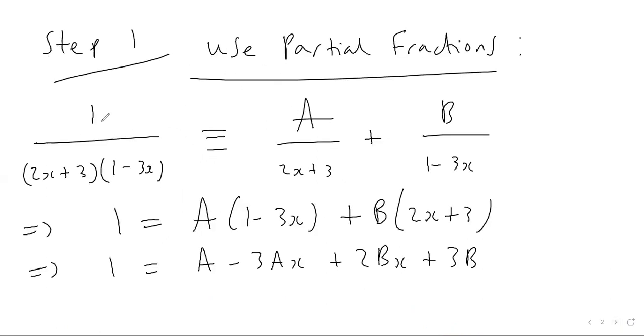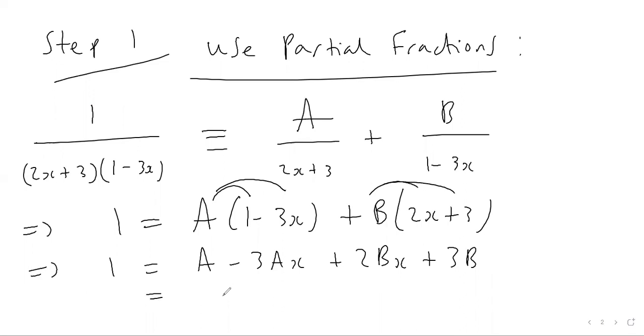So we're going to use partial fractions to break this up. We know from our partial fractions knowledge, as we looked at in previous videos, that if you've got 1 over the product of two linear factors, you can write it as a constant over one linear factor plus another constant over the other linear factor. If we multiply both sides of this equation by that denominator, we get 1 equals this expression here. And if we expand the brackets, we would get a minus 3ax plus 2bx plus 3b.